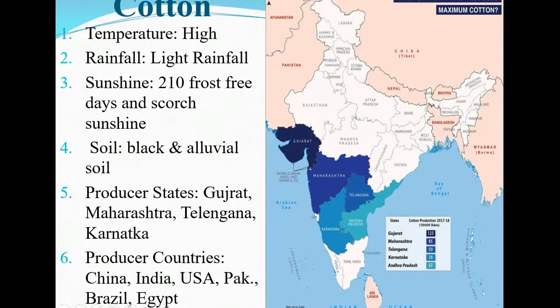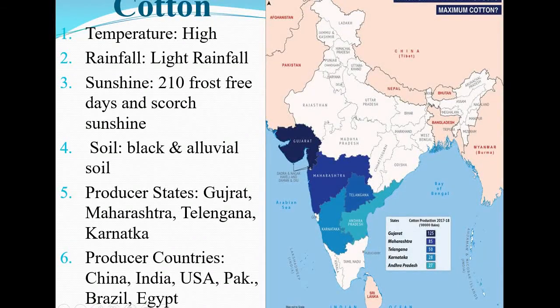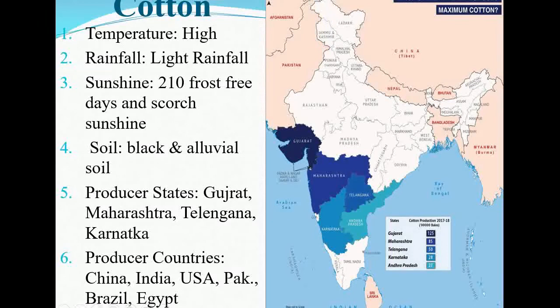Here we will study the crop of cotton. Cotton needs high temperature, light rainfall, 210 frost-free days and scorching sunshine. It needs black and alluvial soil to grow with quality. Leading producer states of India where cotton is grown.